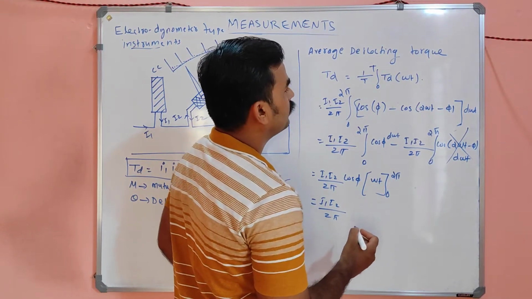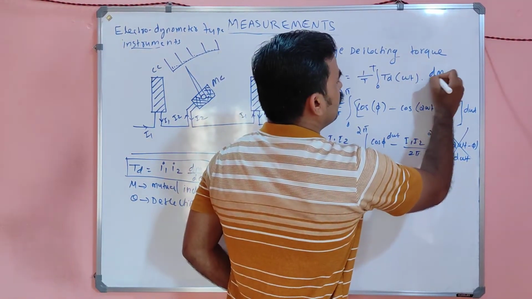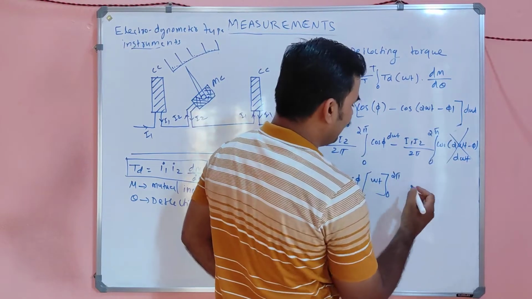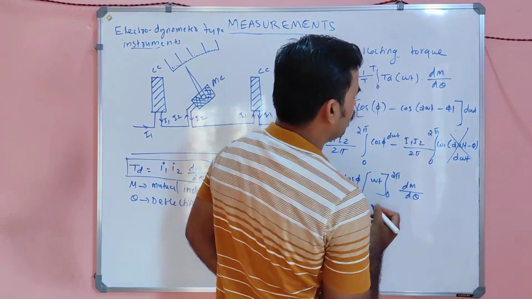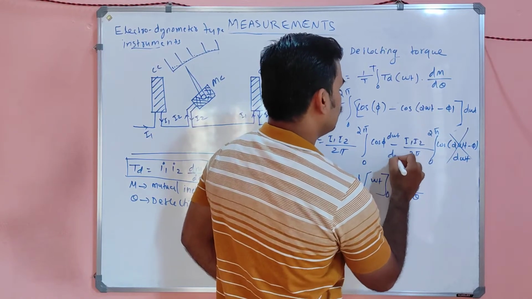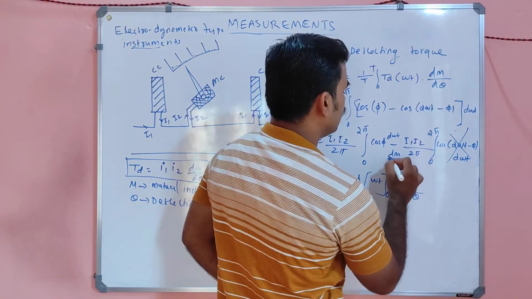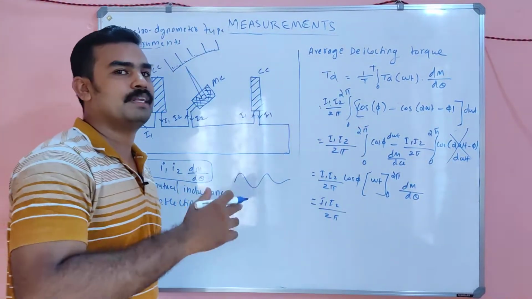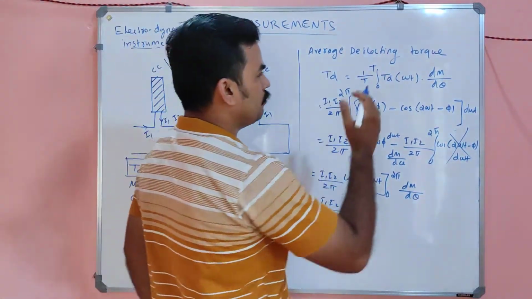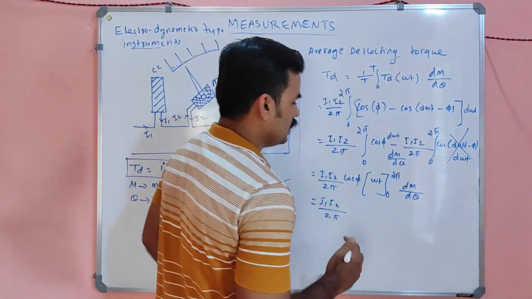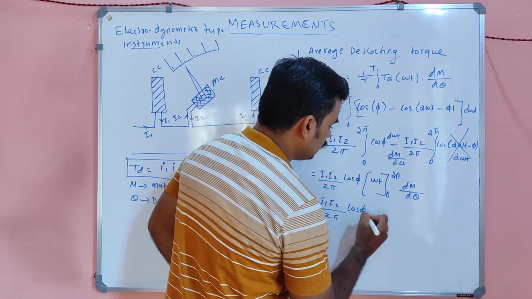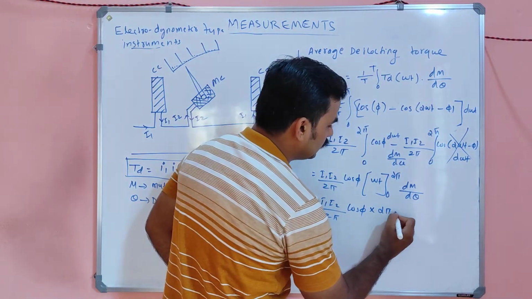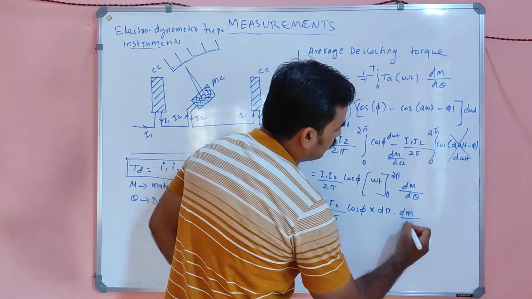The dm by d theta is there, na? Dm by d theta is always there, okay, don't forget that. I1 I2 into dm by d theta, correct? So dm by d theta is always there with it, and it will become, my dears, cos phi into this 2 pi into dm by d theta.